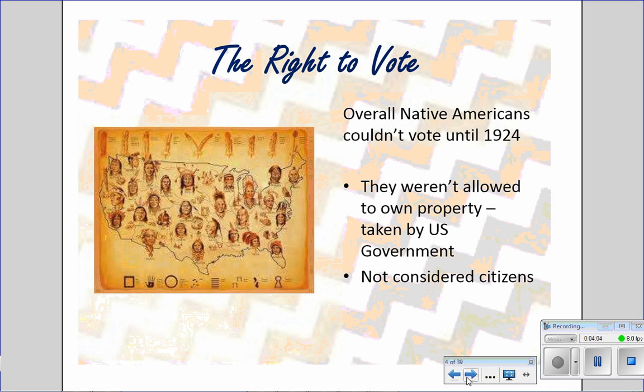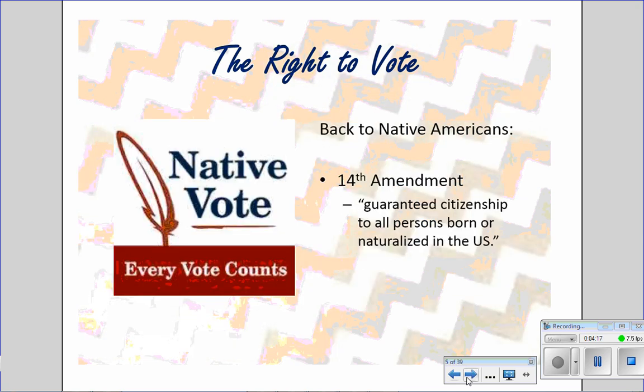Also, Native Americans were not considered U.S. citizens. They were considered citizens of the tribes that they belonged to, not of the country of the United States. So they did not pass the qualifications of what it meant to be a U.S. citizen. So when we're thinking about that, we think about the 14th Amendment, which guaranteed citizenship to all persons born or naturalized in the United States, right? So write in 14th Amendment in your notes. So it's back to Native American, 14th Amendment.